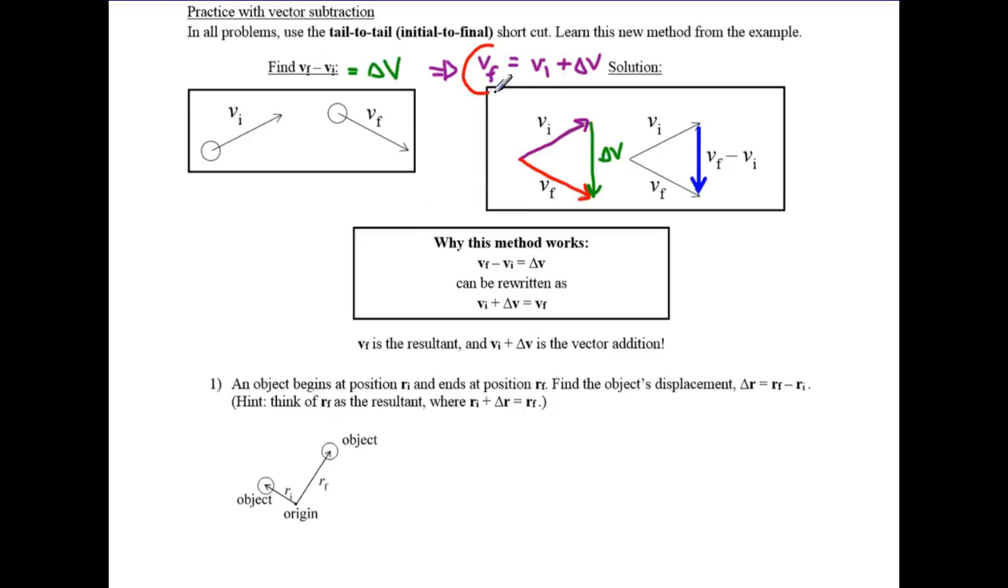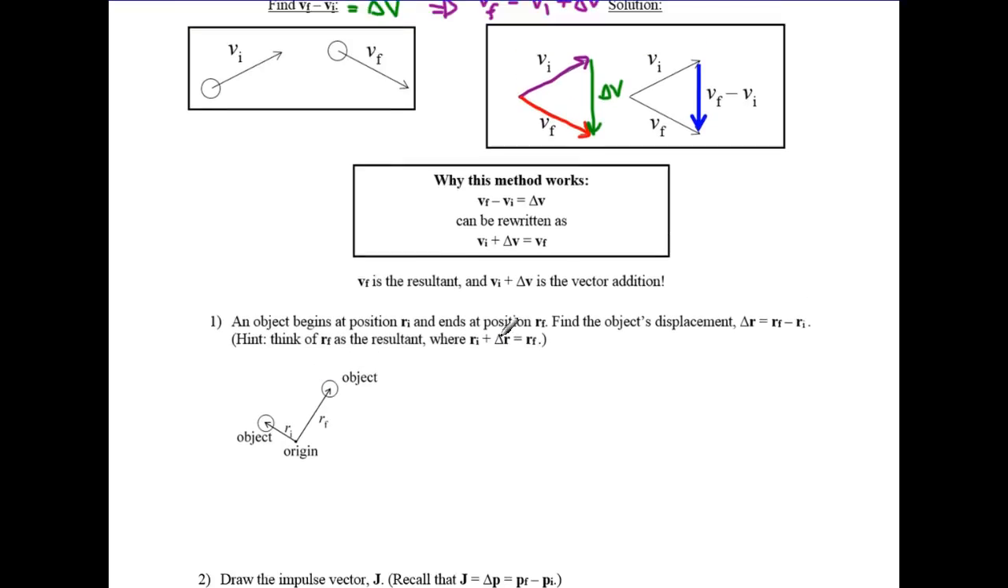What's the resultant? VF. So you draw delta V, so it connects tip to tip with VF, the way resultants connect tip to tip. And also this explains why at the beginning we started by connecting these tail to tail, because VF is actually the resultant.